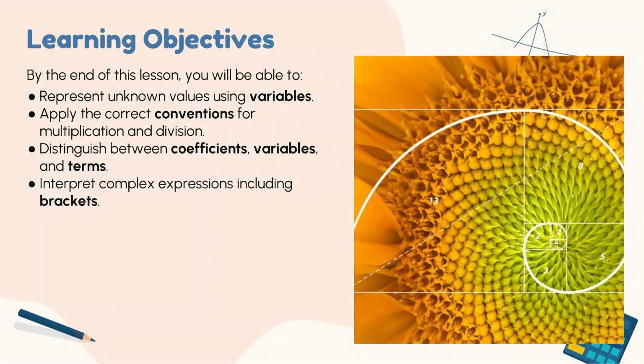By the end of this lesson, you should be able to represent unknown values using variables. You will learn the correct algebraic conventions for multiplication and division. You will be able to distinguish between coefficients, variables, and terms. Finally, you will practice interpreting more complex expressions, including expressions with brackets. These skills are important because they help you understand what algebraic expressions are actually saying.